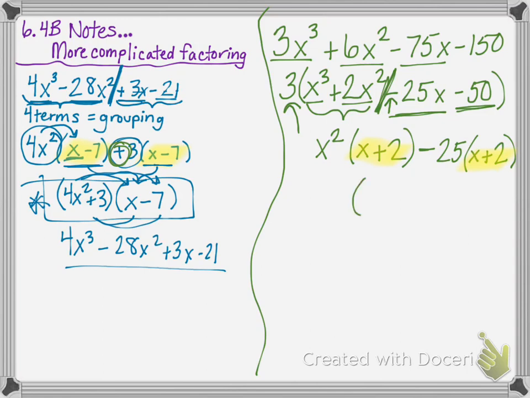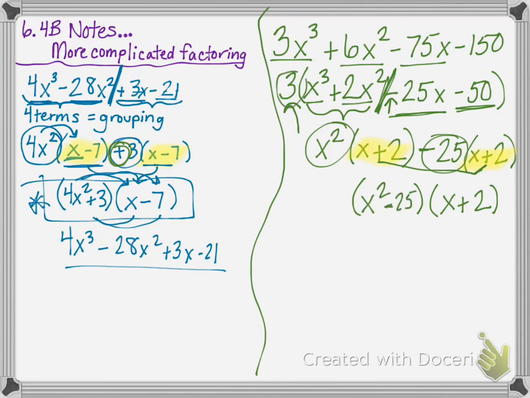So this comes down to my 2 parentheses. These 2 right here become one of my parentheses. And my other parentheses is x squared minus 25. Couple things here. I can't forget that 3 that I took out way in the beginning. He's got to stay with it. The other thing I notice is I'm not done here.